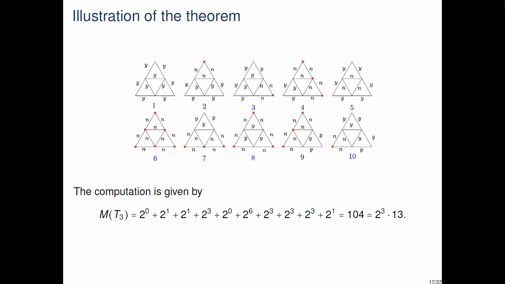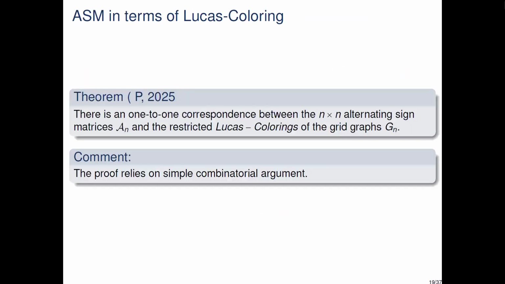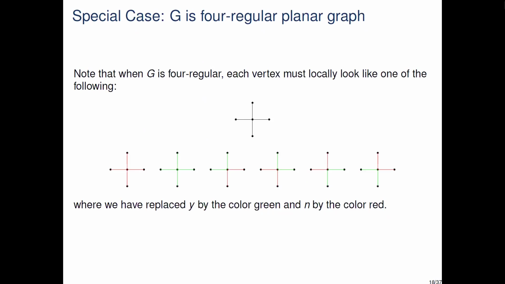So the proof is not really difficult. A very nice bijective proof exists. For the rest of the talk, I'm going to focus on the 4-regular planar graphs, and this is where the most interesting thing actually happens.